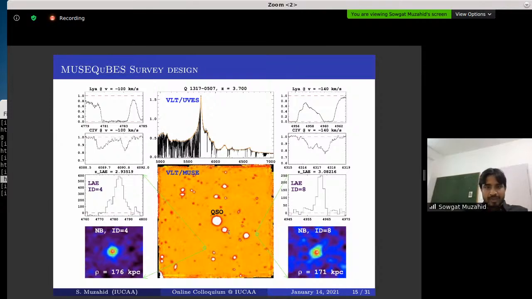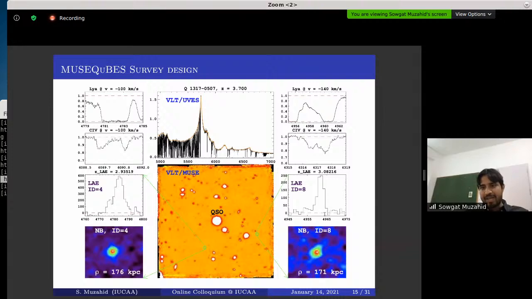So that basically describes the survey design. Here is the MUSE field of view; at the center there is a quasar, and there are two locations where we detected a Lyman alpha emitter. You can see the narrowband image here, at roughly 170 kiloparsecs. Once you extract the 1D spectrum, you can calculate the redshift. And as I explained, once you know the redshift, you know where to look for the absorption feature in the quasar spectrum. So that's the way it works.